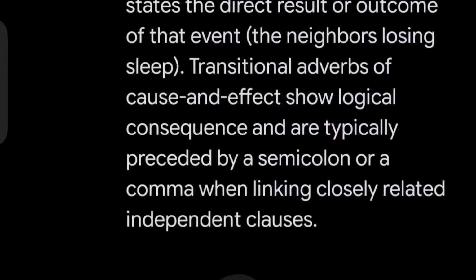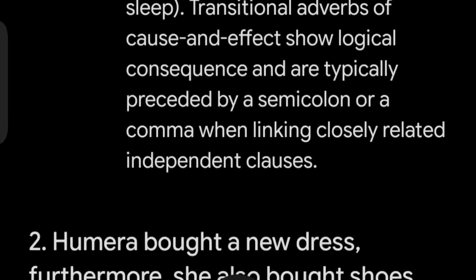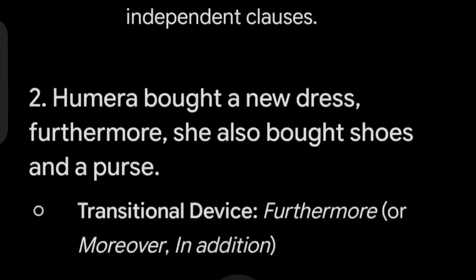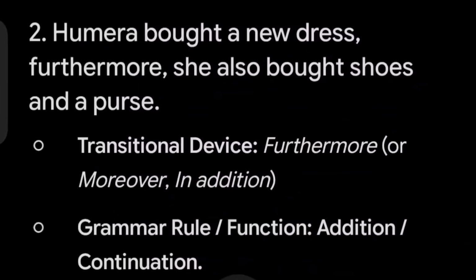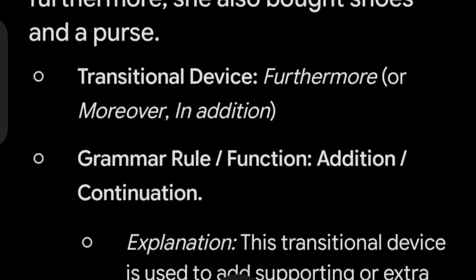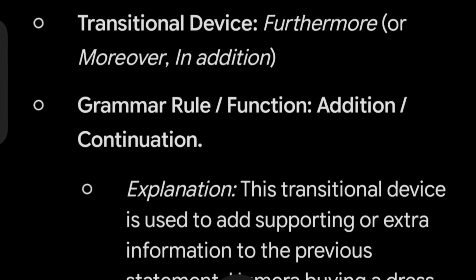Transitional adverbs of cause and effect show logical consequence and are typically preceded by a semicolon or a comma when linking closely related independent clauses. 2. Humera bought a new dress. Furthermore, she also bought shoes and a purse. Transitional device: furthermore, or moreover, in addition.